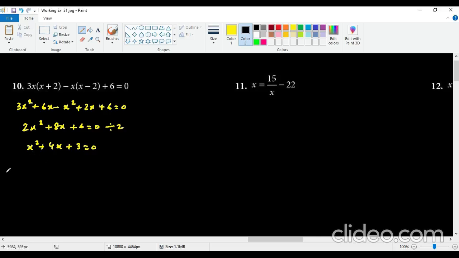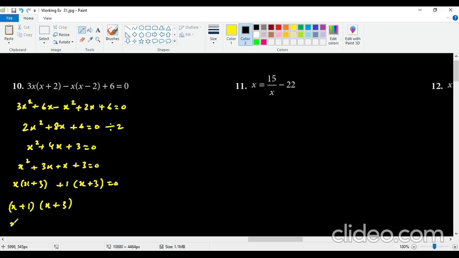For 3 it is going to be x square plus 3x plus 1x makes plus 4x plus 3. We write as it is, common is x plus 3. In the bracket I will write x plus 3 as it is, and plus 1 I will write like this. So x plus 1 in one bracket and x plus 3 in another bracket. So the final value of x is going to be minus 1 and minus 3.